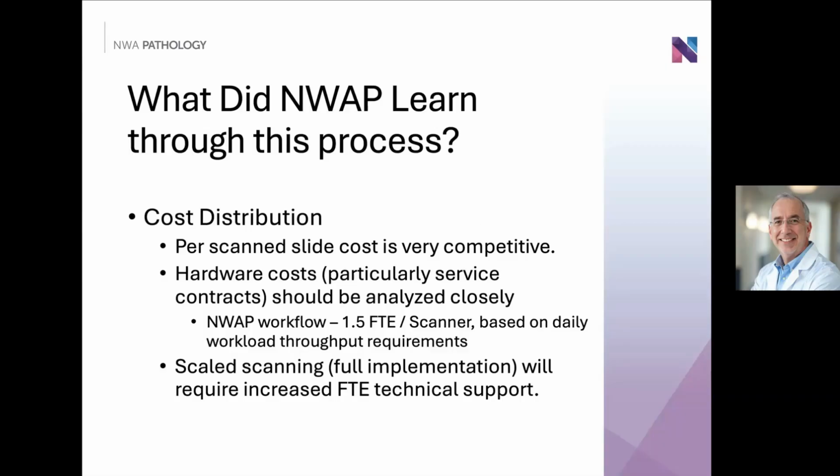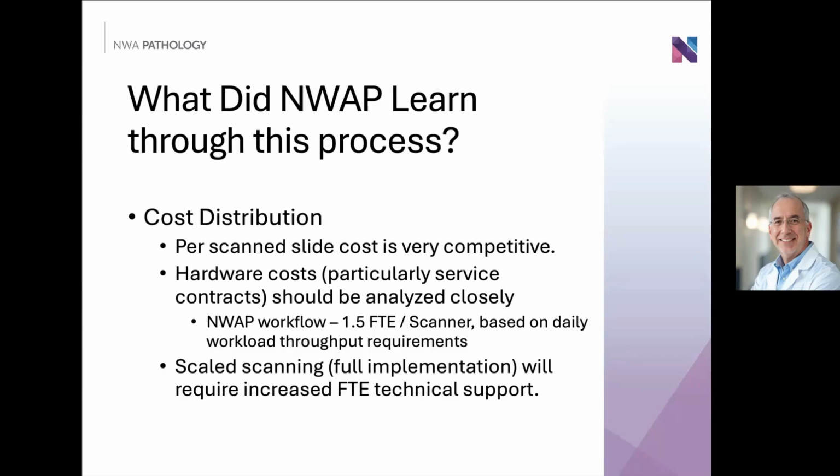What surprised us more was the ongoing hardware cost. When you combine the scanner capital expense with the service contract and divide that over a per slide basis, the cost is more significant than we initially expected. For our organization, where we want to scan slides within roughly a 5-hour morning window, one scanner can support about 1.5 pathologist FTEs of work.